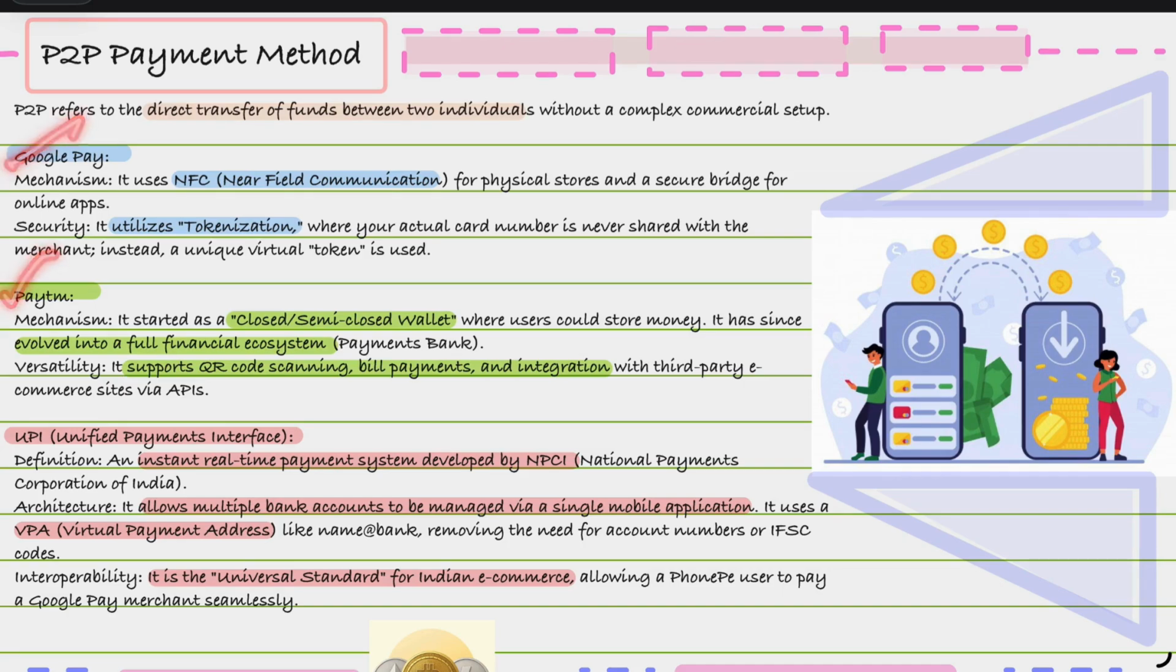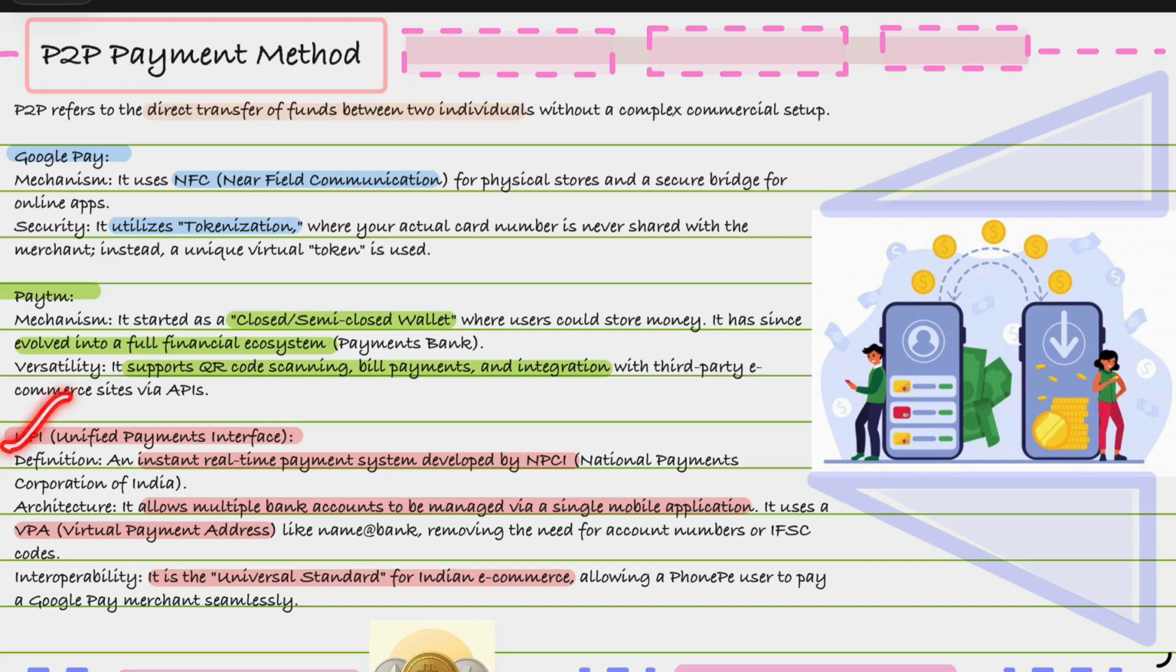Then you have Paytm. Paytm launched as a classic semi-closed wallet system, a digital wallet. It allows users to preload and store the currency inside that digital account balance. Since then it has scaled into a comprehensive financial ecosystem, integrating its own payments bank, dynamic QR code generation, and merchant checkout API as well. Alright, so now it is versatile. It also supports QR code scanning, bill payments, and integration with third party e-commerce sites as well.